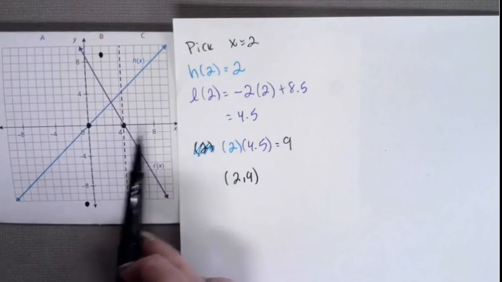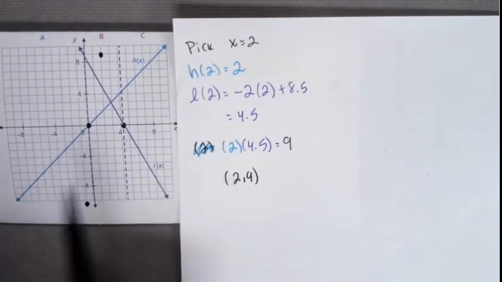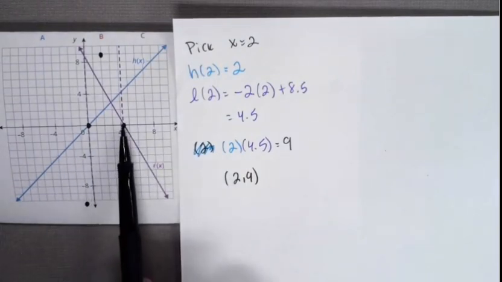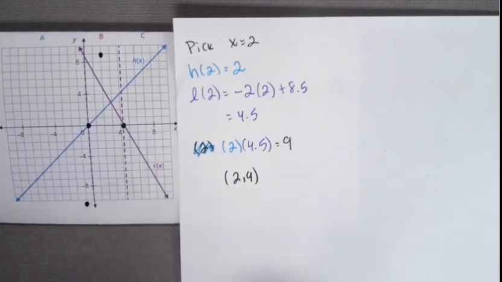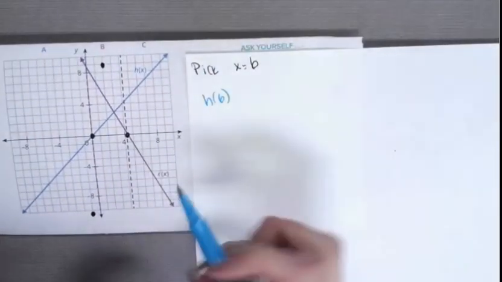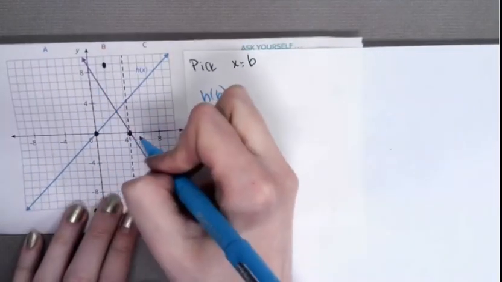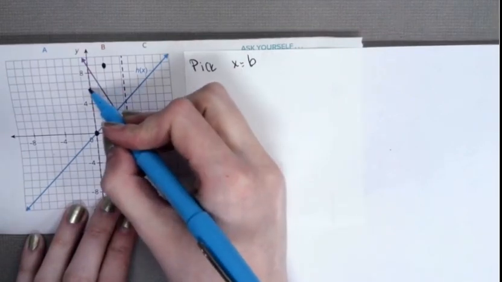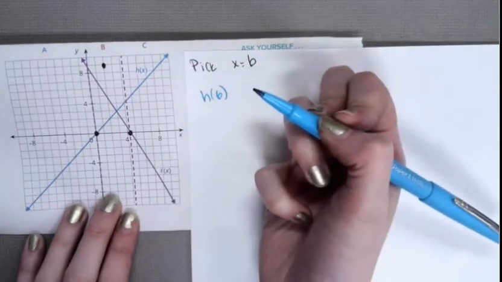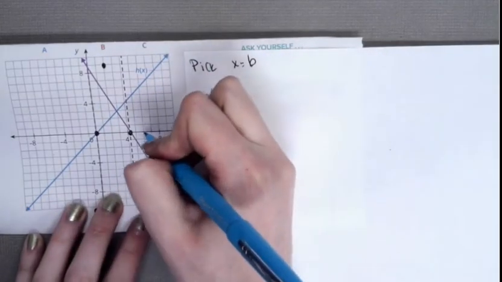Now we're going to do one more point in this right region. So we can do anything that's a little bit more than 4. So maybe I'll pick 6. So for h of 6, I'm going to look at the graph and see when x is 6, y is, let's see, also 6. That makes sense because our function is x.